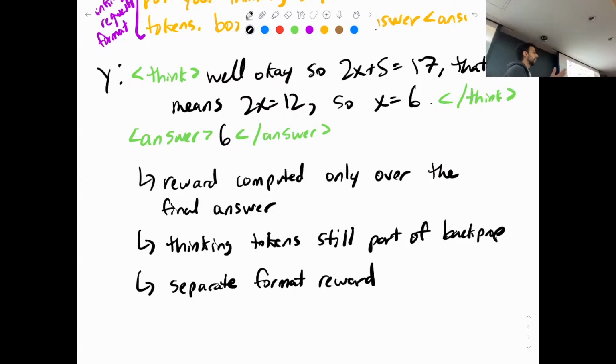You can also combine the format reward and the correctness reward. So basically, if a response is not following the correct format, even if the answer is correct, you can give it no reward. So there are many ways to do this reward combination.